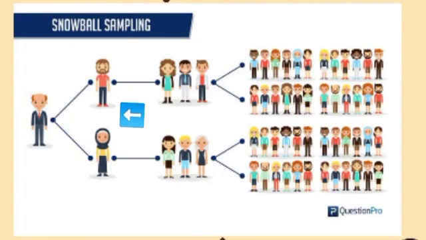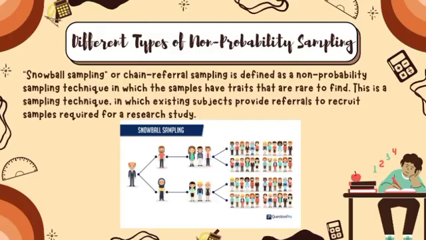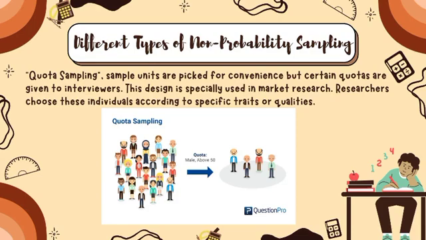Kunyari dito sa dalawa, parang hindi pa siya satisfied sa results, magdadagdag siya. Once na nagdagdag siya at di pa rin siya satisfied dun sa result, kukuha pa rin siya ng another respondents. Hanggang sa ganyan na karami yung respondents. So, ganyan yung snowball sampling. Or chain referral sampling is defined as a non-probability sampling technique in which the samples have traits that are rare to find. Next is quota sampling.